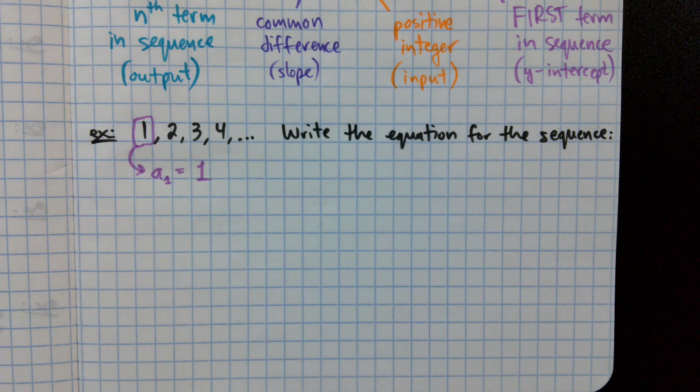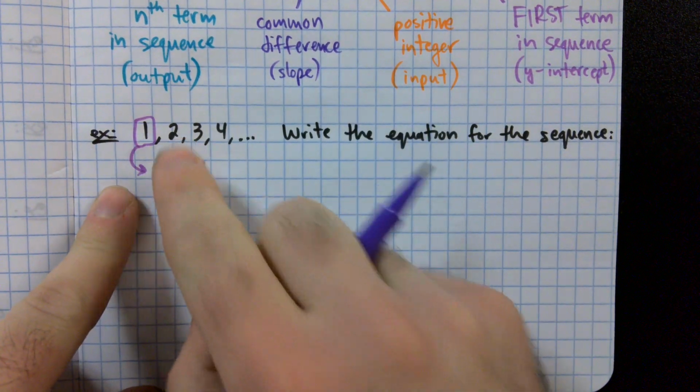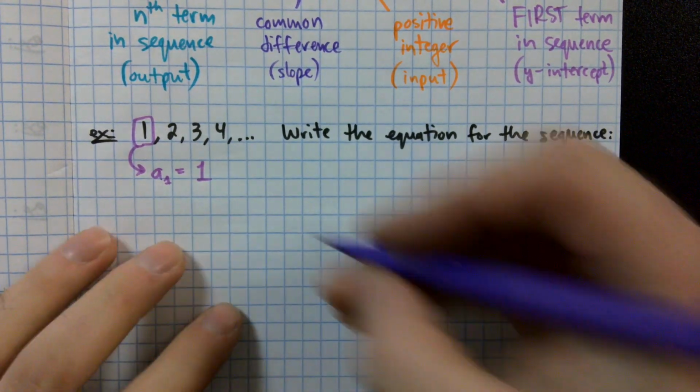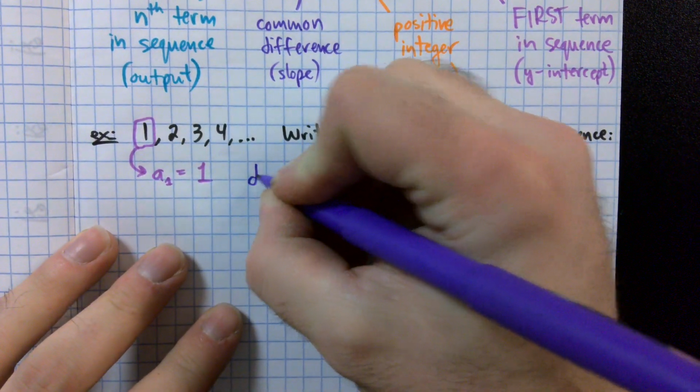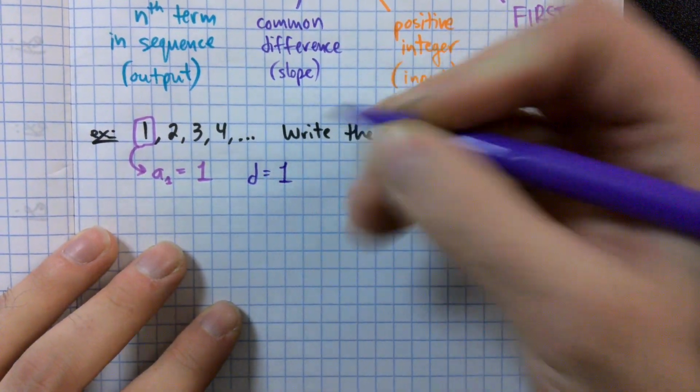What else can we figure out amongst those four things? What did we find in the warm-up? Alex? We can find the common difference. What is the common difference from 1 to 2 to 3 to 4? Plus 1. So D is equal to 1.